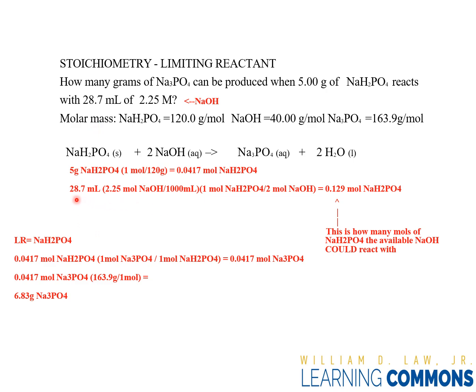28.7 milliliter multiplied by the molarity 2.25 mole sodium hydroxide divided by 1000 milliliter. I cancel milliliter with this milliliter, and it's left just the mole of the sodium hydroxide. And then I make a mole ratio between the sodium hydroxide and the sodium dihydrogen phosphate. If you see the mole ratio 1 to 2, and I do the division, I get the final answer or my result.